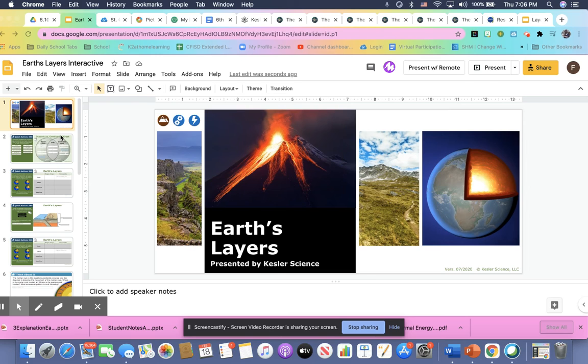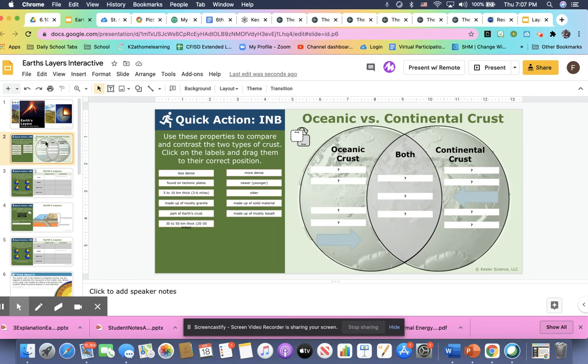Okay, so you just took notes. So I now want you to apply what you've learned from your notes to this interactive. On this slide, what you guys are going to do is list some differences between oceanic crust versus continental crust, and then give me some information for both.